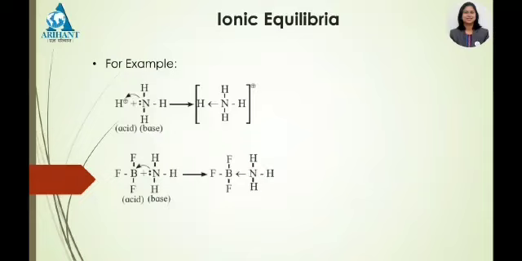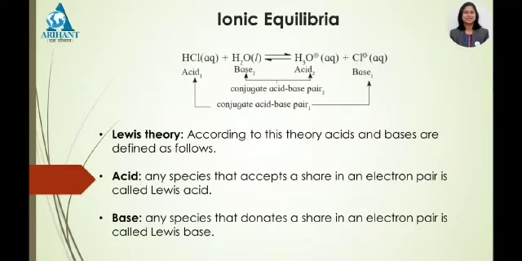So here is the example. You can see ammonia, NH3. Ammonia is having a lone pair of electrons. You can see one arrow going towards H plus ions, that is acid. In the other example also, you can see acid and base. So this is acid and base according to Lewis theory.